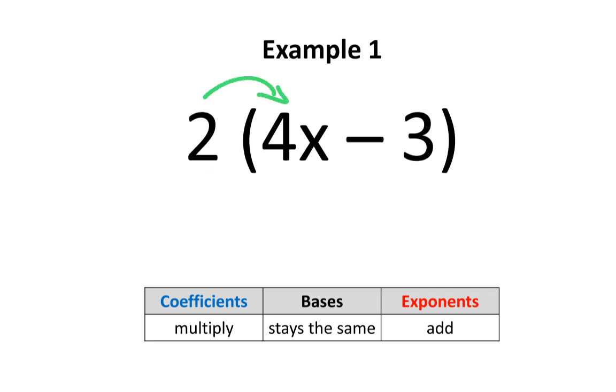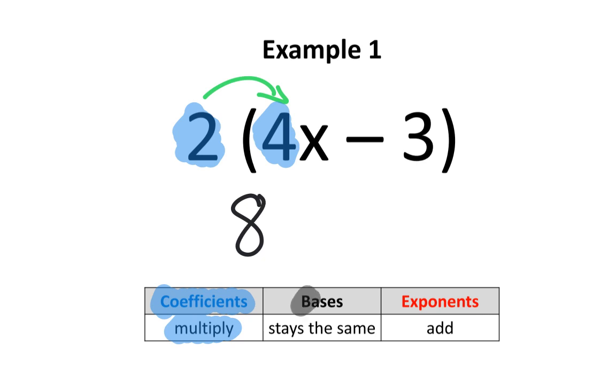Since we are multiplying terms, that means we need to use the product rule. So we're going to first take a look at the coefficients. The coefficient here would be 2, and the coefficient here would be 4. We're going to multiply them. Therefore, 2 times 4 is equal to 8.